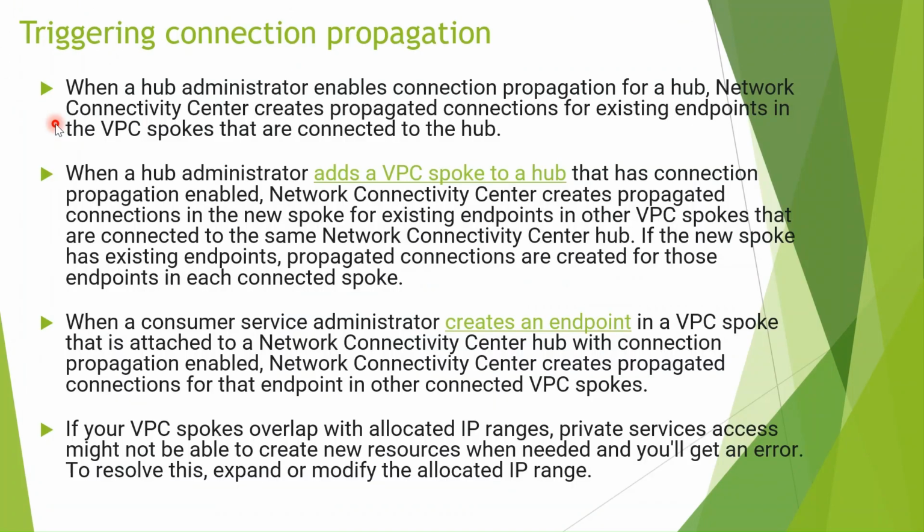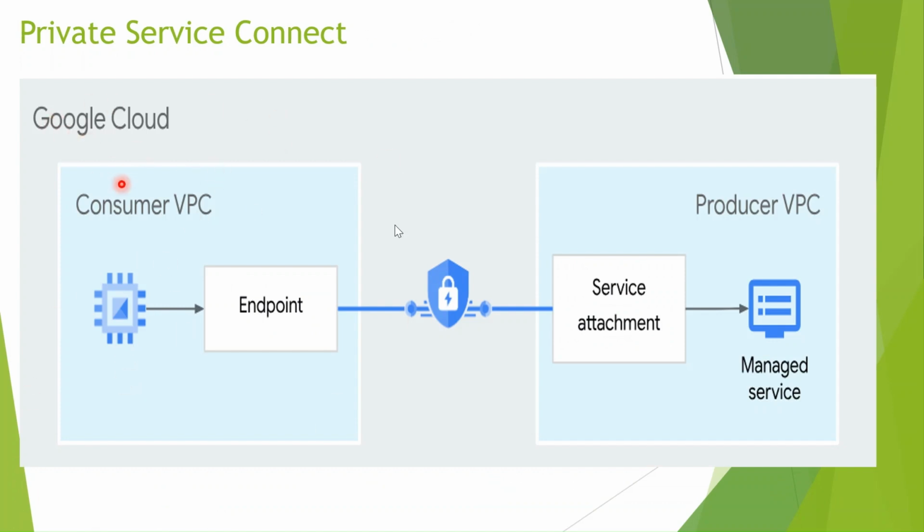What is Private Service Connect? Suppose you have two VPCs, one is a producer VPC and another is a consumer VPC. In the producer, you have a managed service running, like a web application or storage. For that, you will create a service attachment. This service attachment can be used by a consumer VPC. Your consumer VPC can be any VPC in any project, or in the same project, or even in a different organization, and it will create an endpoint with this service attachment.